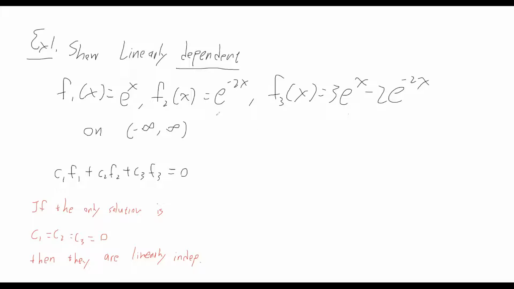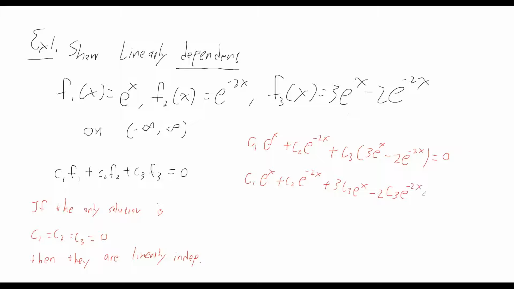All right, so let's look at these 3 functions. We have c1 e to the x plus c2 e to the negative 2x plus c3 times (3e to the x minus 2e to the negative 2x) is equal to 0. Are there any ways to pick c1, c2, and c3 such that they are non-zero? Let's check. Let's expand the left-hand side: c1 e to the x plus c2 e to the negative 2x plus 3c3 e to the x minus 2c3 e to the negative 2x is equal to 0. Let's combine like terms. We have e to the x times (c1 plus 3c3) plus e to the negative 2x times (c2 minus 2c3) is equal to 0.